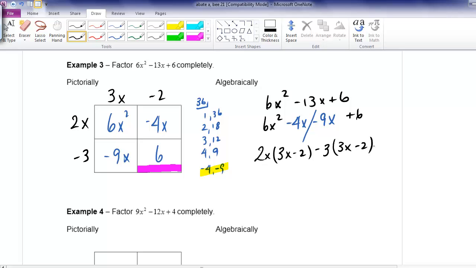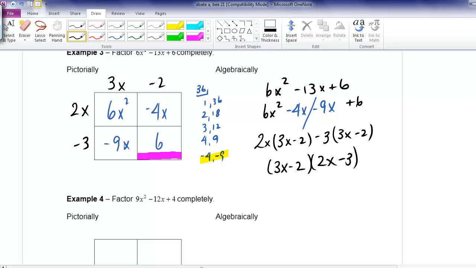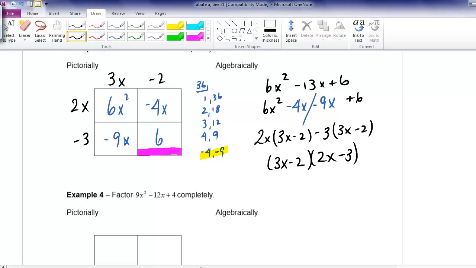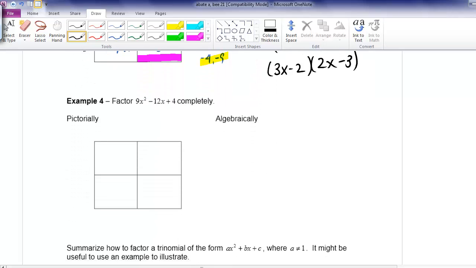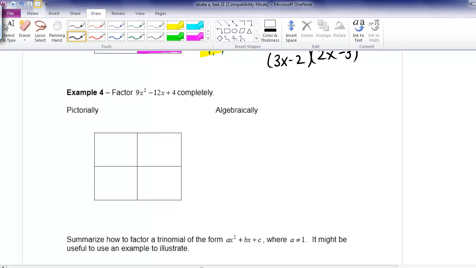So pictorially, we never worried about that. Algebraically, you do. Either way, you get this. Again, algebraically, beware of negatives. And again, what you should always do is multiply that out and check your answer. Okay, one last one. Factor 9x squared minus 12x minus 4 completely.